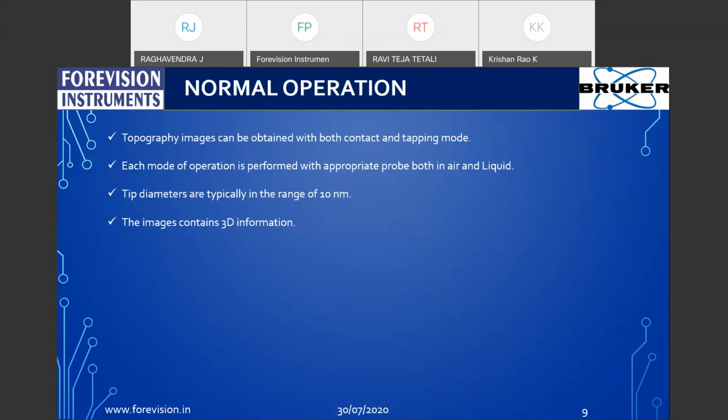And the other advantage of the AFM is, we can perform the experiments both in ambient conditions like air as well as in liquid also. So this is one of the versatile techniques for AFM. We can do liquid imaging also. The tip diameters are typically in the range of 10 nanometers, and each and every AFM image contains three-dimensional information about the sample.